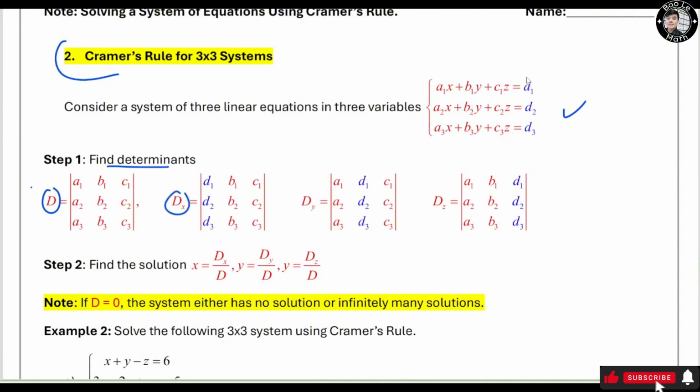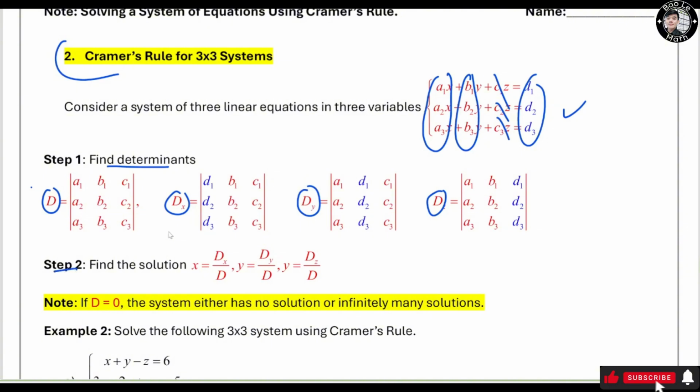For Dx, we're going to write this column down first, right? And then we're going to ignore this column. So we're going to write these down, right? For Dy, we're going to write A1, A2, A3 here, and then D1, D2, D3, and then C1, C2, C3 right here. We ignore y, right? Now Dz, A1, A2, A3, B1, B2, B3, ignore C, right? And then D1, D2, D3.